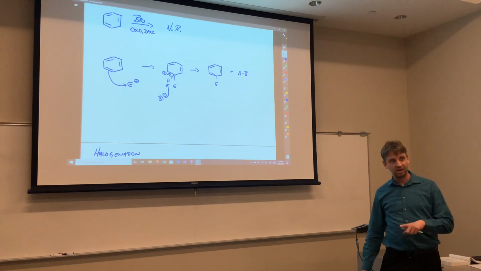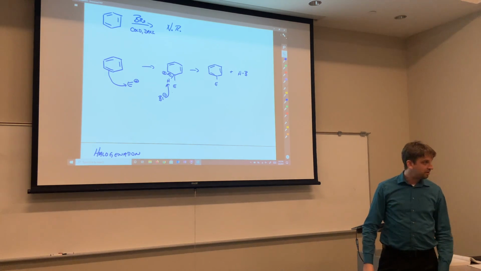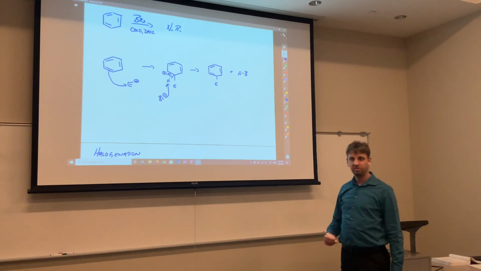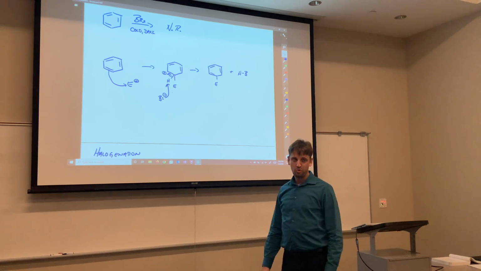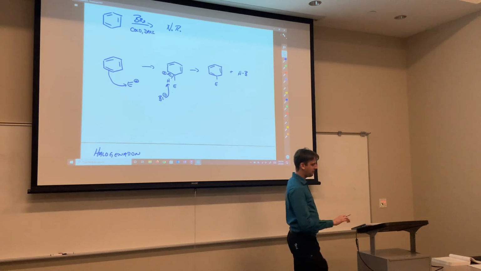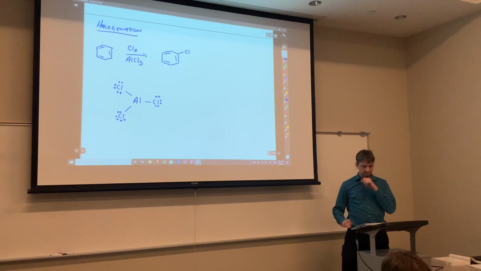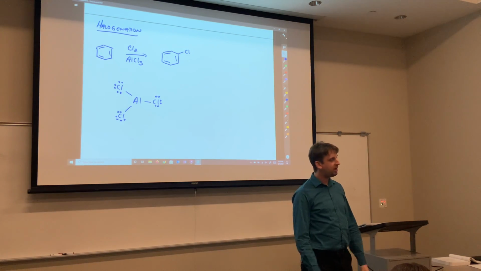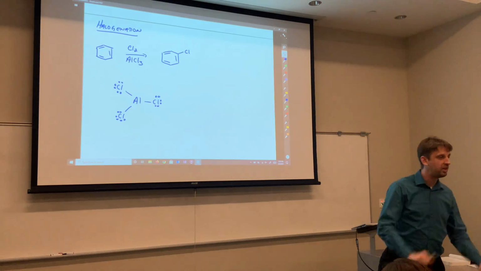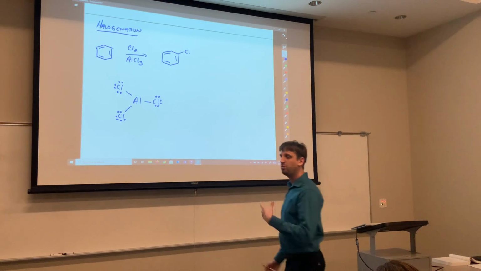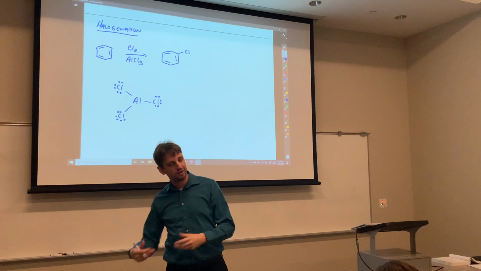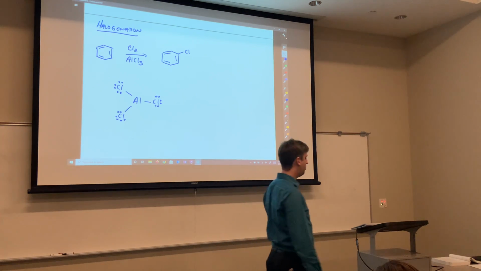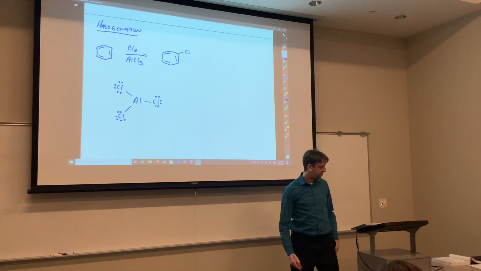A Cl with a plus, weird, isn't it? Have we ever seen that before? No, right? So we have to generate a chlorine with a plus that's feeling pretty darn positive. Or if we want to think about this a different way, we want to weaken that chlorine-chlorine bond in some way. So what's going to happen first?